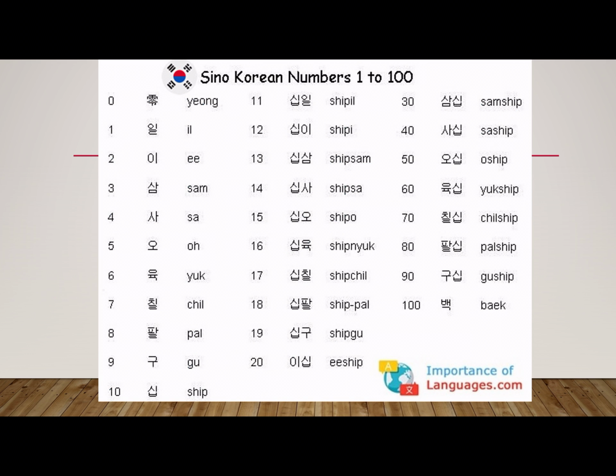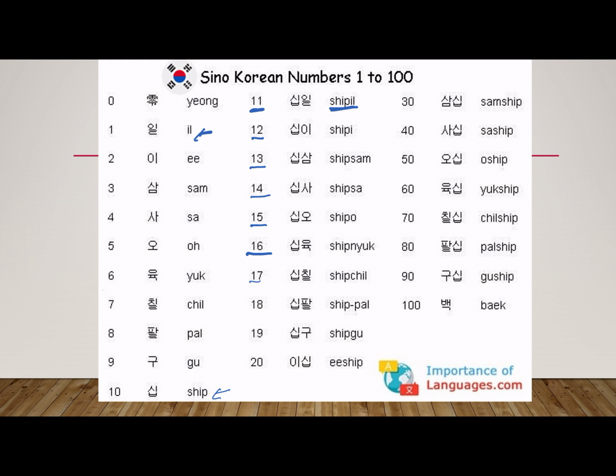And then again, similar to the other systems, when you're saying 11, you're saying 10 and 1. So here you'd have ship, and then you have il, so you have ship il. Ship il, ship i, ship sam, ship sa, ship o, ship yuk. This is one of those weird special cases of this consonant becoming more like an n, but that's okay. That's beyond this, and it's fine.